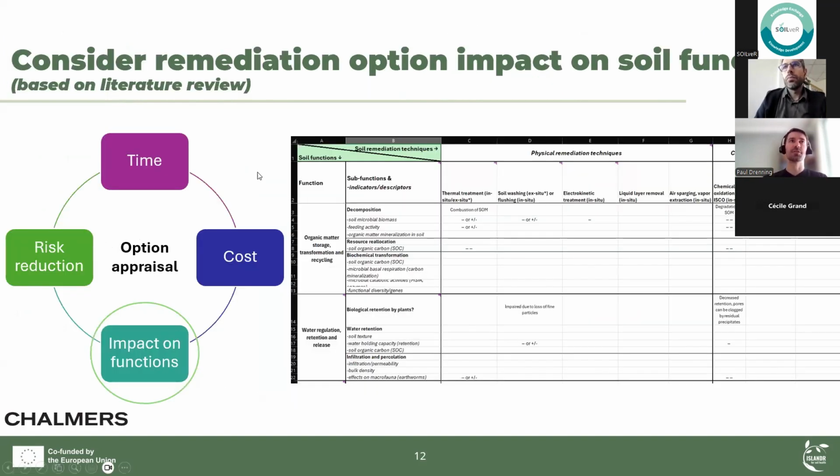And then something else that's underway right now is considering the remediation option impacts on these soil functions. So using the same list of indicators or descriptors, we're trying to add into this option appraisal the impact on soil functions. And so here we're matching a matrix, which is still being worked on, of course, of these main aggregated soil functions, according to the ISO standard, like organic matter storage, transformation, recycling, these individual sub-functions within this overall function, and then in turn the individual indicators or descriptors that can be used to characterize the status of this particular function.